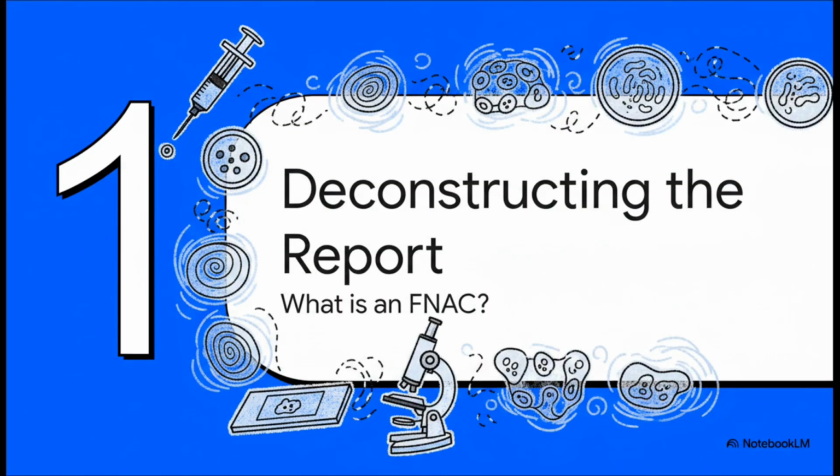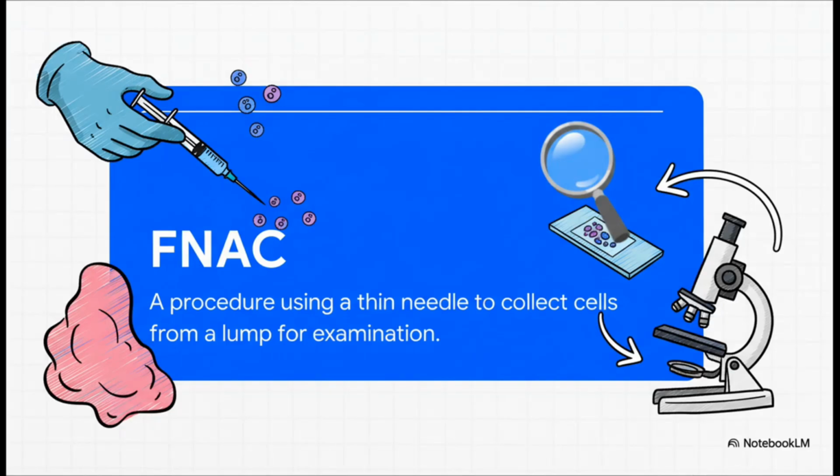All right, first things first. Before we can get into the nitty-gritty, we have to understand where this sample even came from. And that starts with this acronym you see right at the top, FNAC. What is that? FNAC stands for fine needle aspiration cytology. It sounds way more complicated than it actually is. Basically, it's a really simple procedure where a doctor uses a super thin needle to draw out a tiny sample of cells from a lump. Think of it like taking a little snapshot of the cells inside so a pathologist can put them under a microscope and see what's going on.